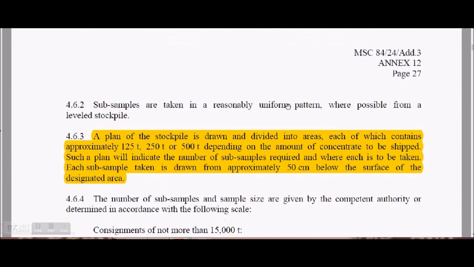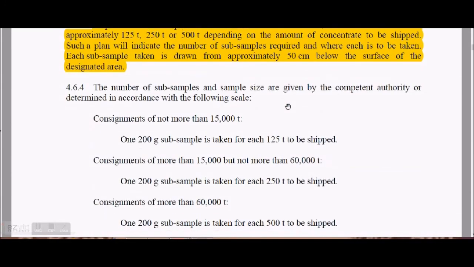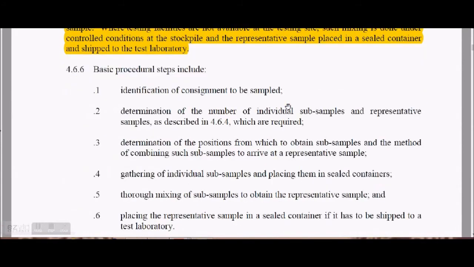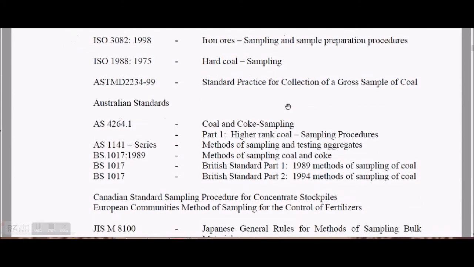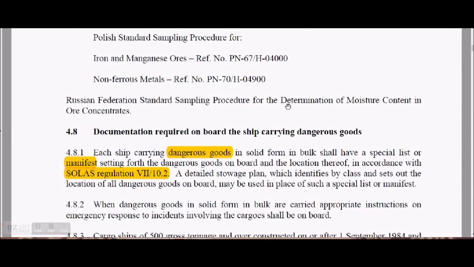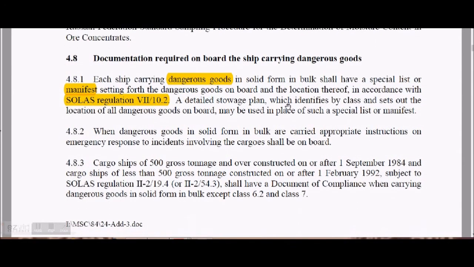Then, for example, a few of them. Documents required on board the ship carrying dangerous goods. Okay, this is the dangerous goods manifest.